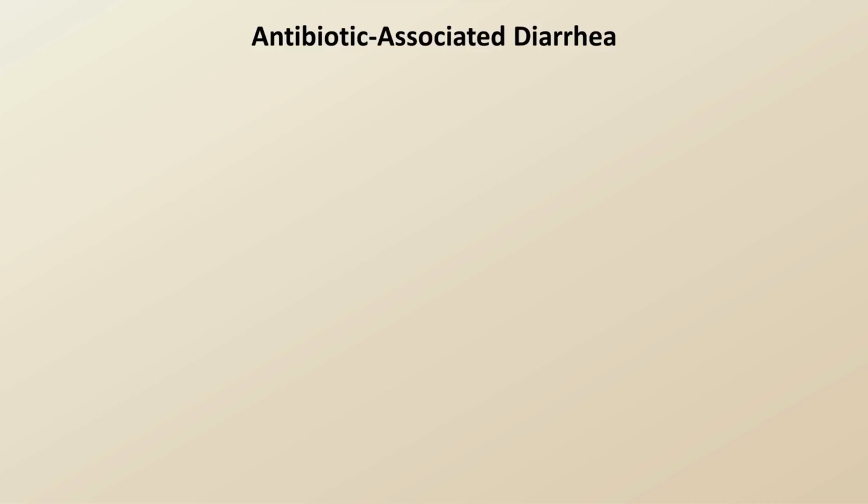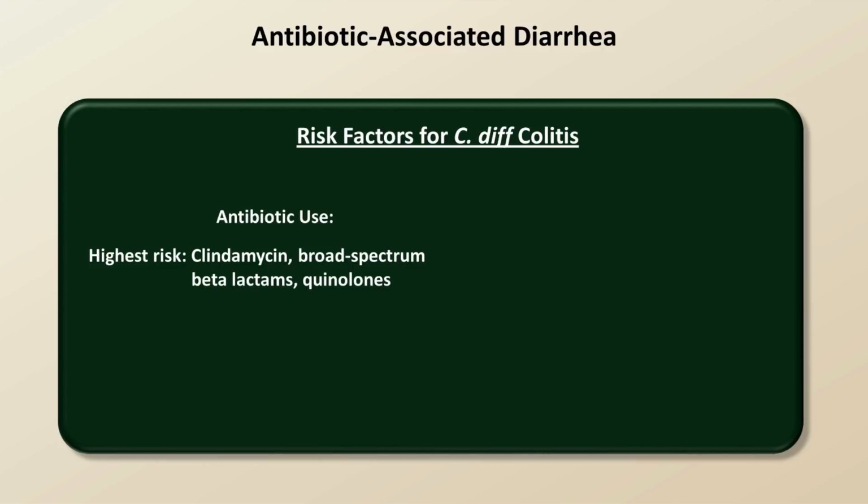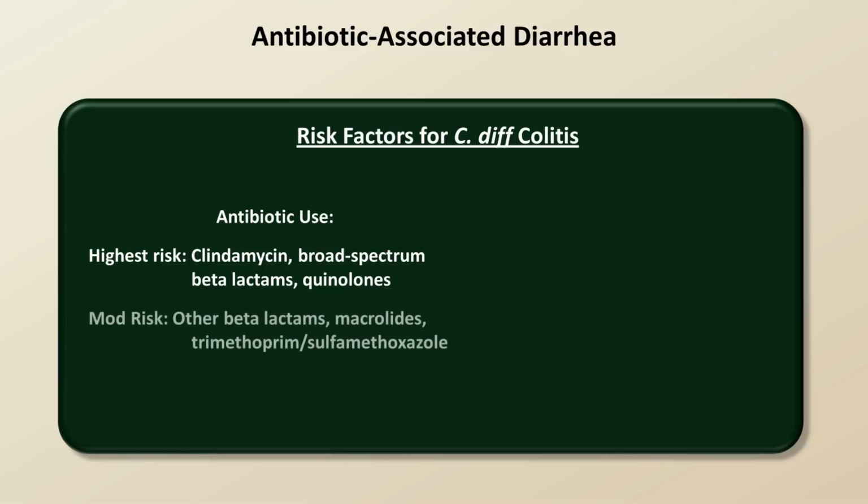There are many risk factors for the development of C. diff colitis. Its primary risk factor, as its inclusion in this lecture would suggest, is recent antibiotic use. The highest risk antibiotics are clindamycin, broad-spectrum beta-lactams such as piperacillin and tazobactam, and the quinolones. Moderate risk antibiotics are other beta-lactams, macrolides, and trimethoprim sulfamethoxazole. The lowest risk antibiotics are the aminoglycosides and metronidazole.